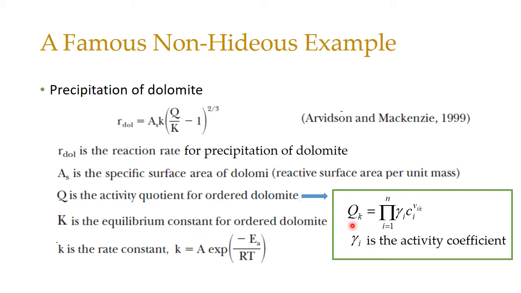And you see here, I've just written this the way we did the equilibrium coefficient before. So this is, in theory, a non-hideous example. Let me point out this term, though, and let's think about this. If you're actually at equilibrium, then Q equals K. So this is 1 minus 1 is 0. It says that if you're at equilibrium, then the rate constant is 0, because you're at equilibrium.